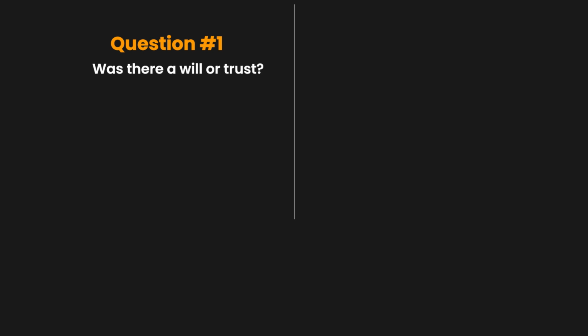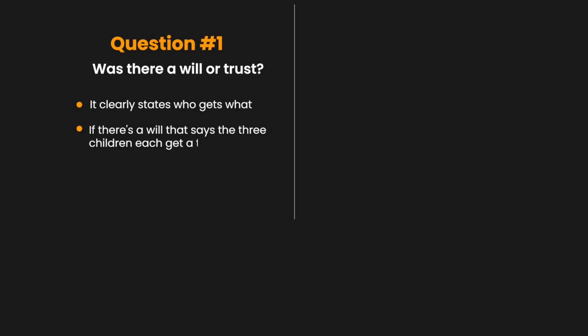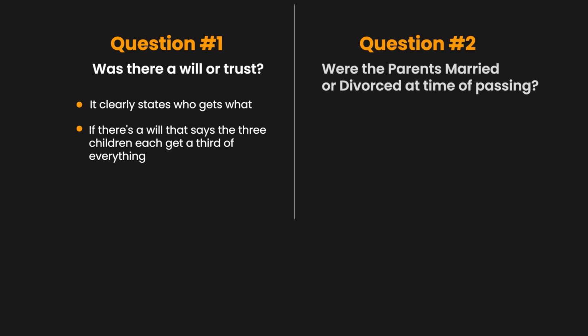This is always the first thing I ask, because a will or trust is a legal document that directly states who gets what. If there's a will that says the 3 children each get a third of everything, then that's exactly what happens. And that's exactly who you're going to be working with. Question 2. Were the parents married or divorced at the time of passing? This one matters more than people realize.